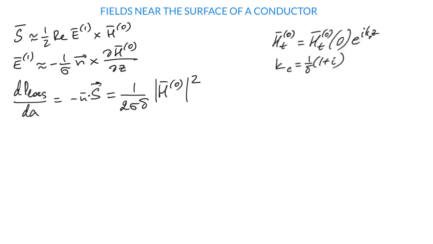Remember, we have this expression for the magnetic field as a function of z, so d by dz gives us i kc, and i kc is 1 over delta times 1 plus i. And then we need to take the real part in the expression for the Poynting vector. So that gives us 1 over delta, and of course the power flows out of the vacuum and into the metal.